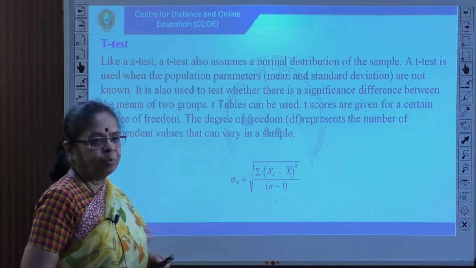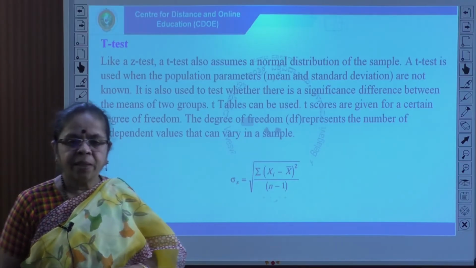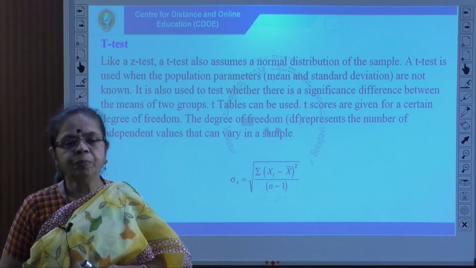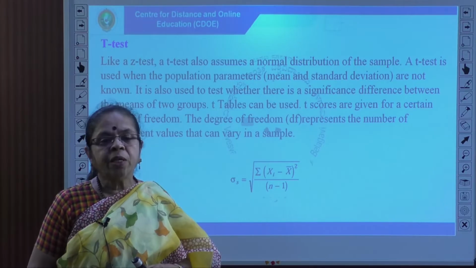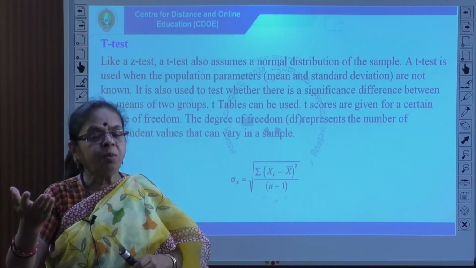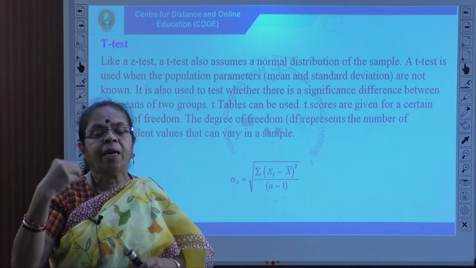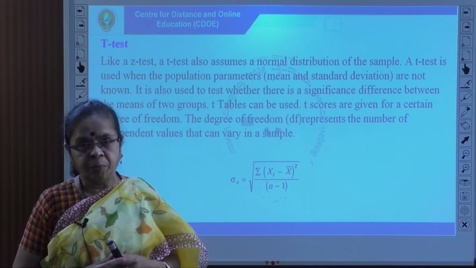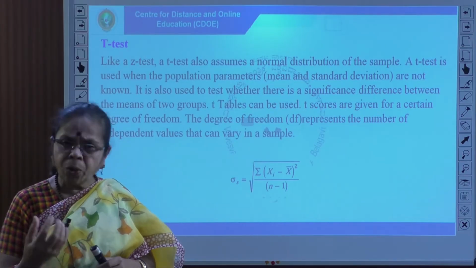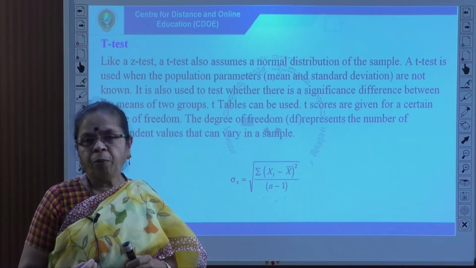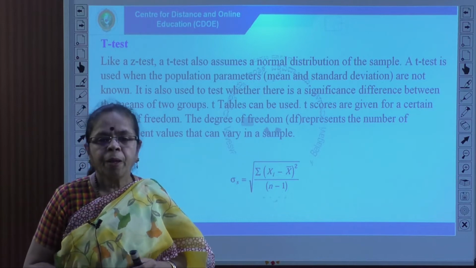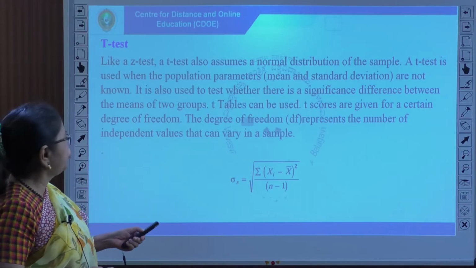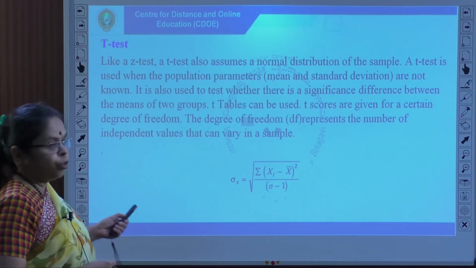The t-test. Like a z-test, the t-test also assumes a normal distribution of the sample, and it is used when you do not know the mean and standard deviation of the population. So, you only have the sample data, and we want to do something with the sample data. It is also used to test whether there is a significant difference between the means of two groups.